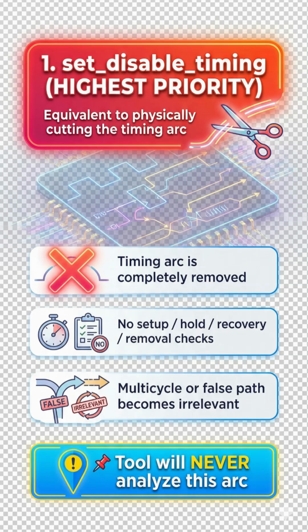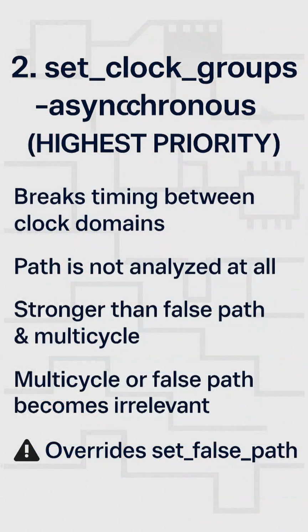Second priority, set_clock_groups asynchronous. Next comes asynchronous clock groups. This command tells PrimeTime that two clock domains are unrelated. As a result, all timing paths between those clocks are completely ignored. PrimeTime does not analyze these paths at all. They do not exist from a timing perspective.